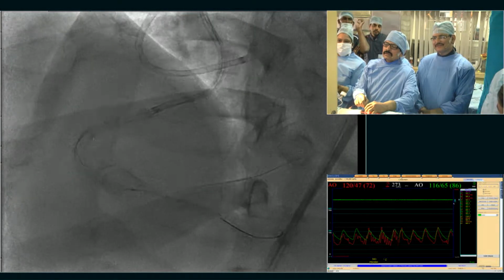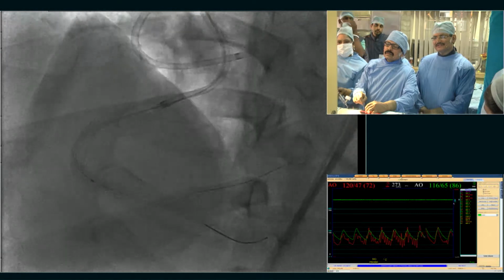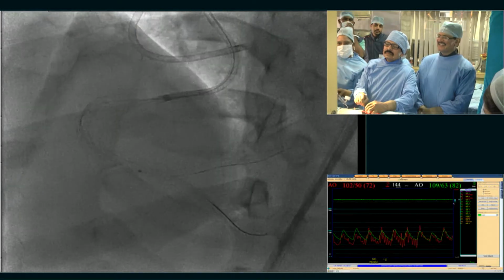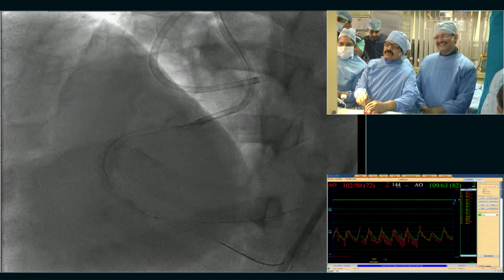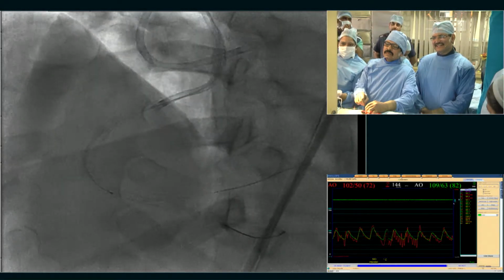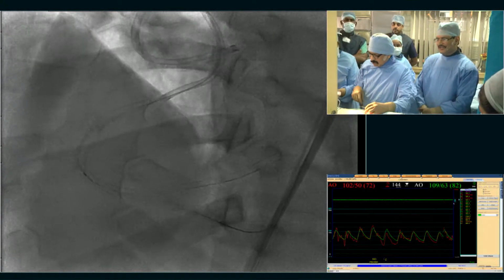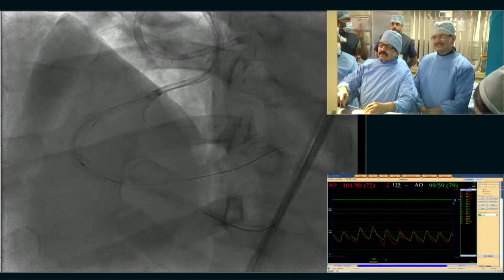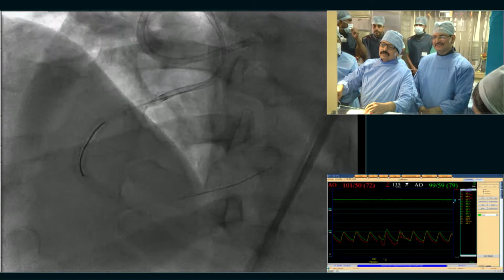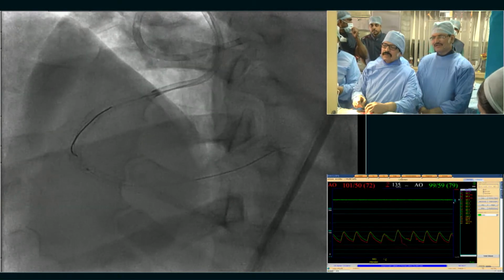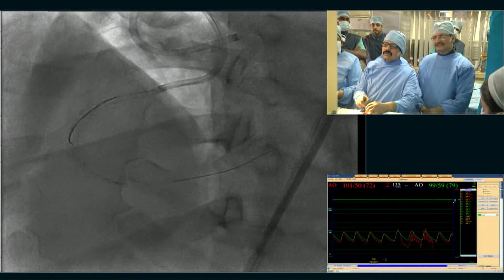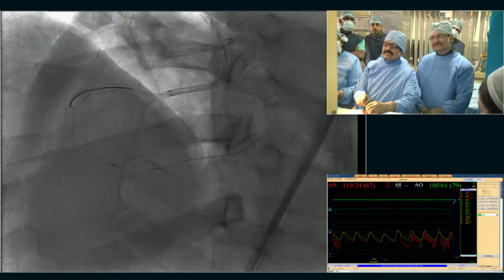Yes, we had difficulty. First you have to take the white wire, this one. Okay, go ahead now. No, you try. As you said, it is tough.